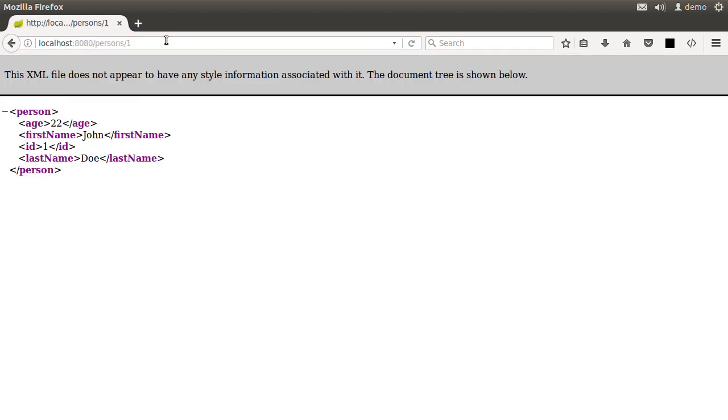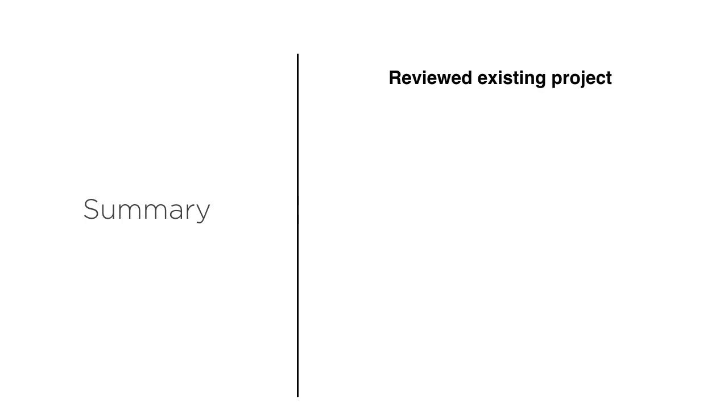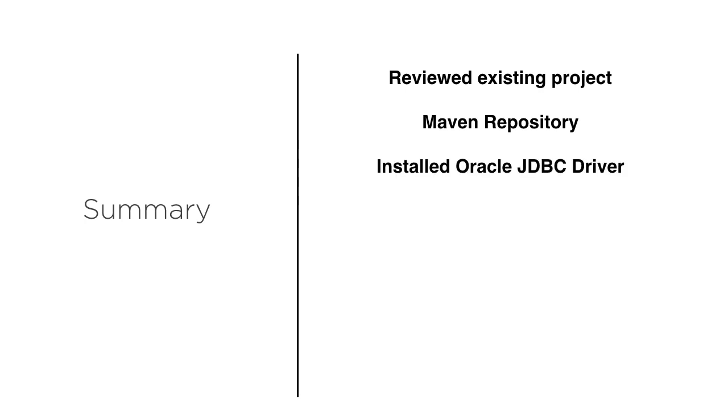So let us summarize what we talked about. In this video, we started off by looking at our existing project, which is a Spring Boot MVC project, which we had developed in an earlier video, building REST-based web services with Spring Boot. Next, we modified our Maven repository to include the dependency for the Spring Boot starter data JPA, as well as added the Oracle JDBC driver dependency. We also demonstrated how to download and install the Oracle JDBC driver to our local Maven repository. Next, we modified our application.properties file to enable Spring Boot MVC to wire up the database connection.